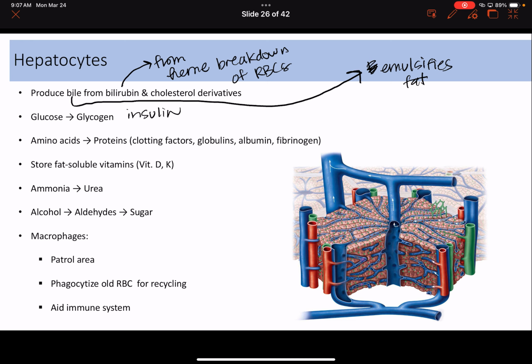And then also at the liver, we have macrophages that are there to patrol the area for anything that doesn't belong. They phagocytize old red blood cells for recycling and aid in the immune system process.